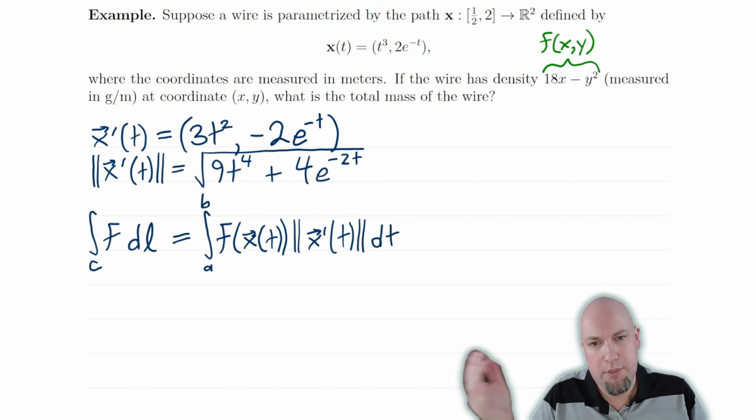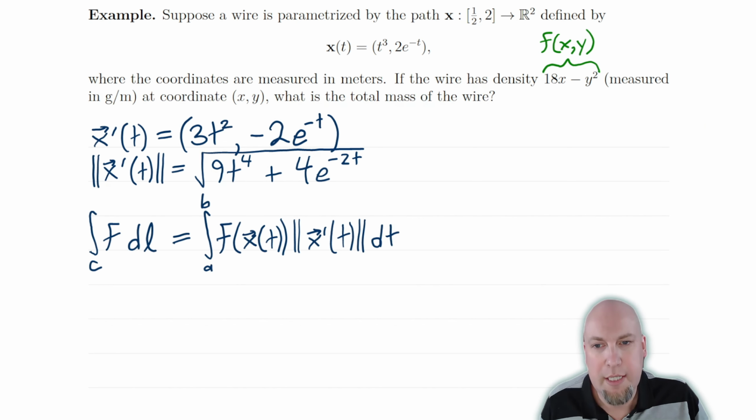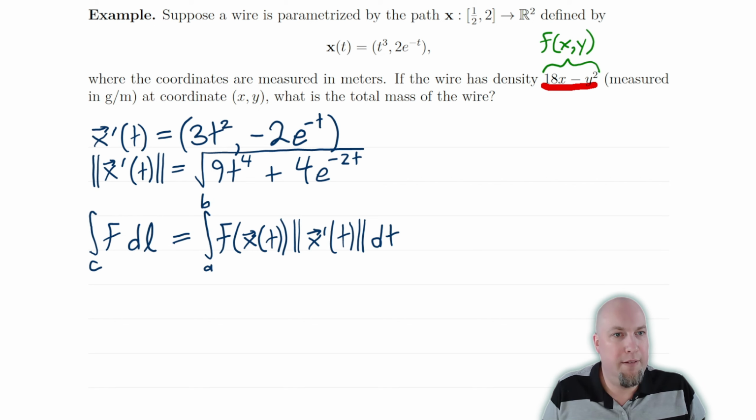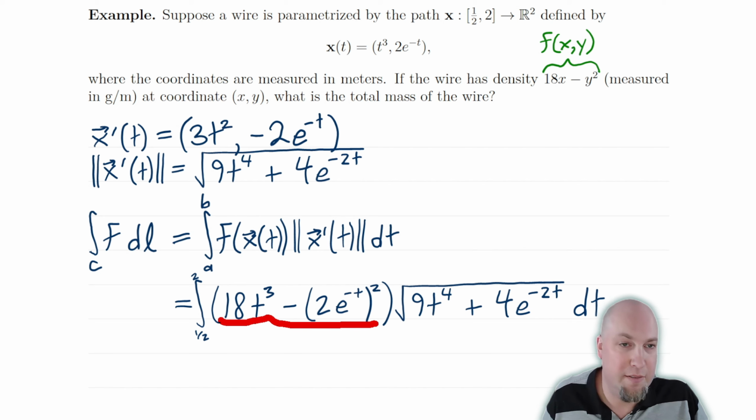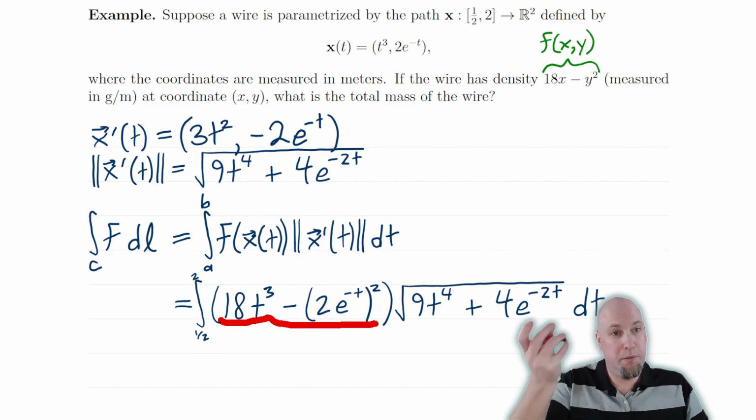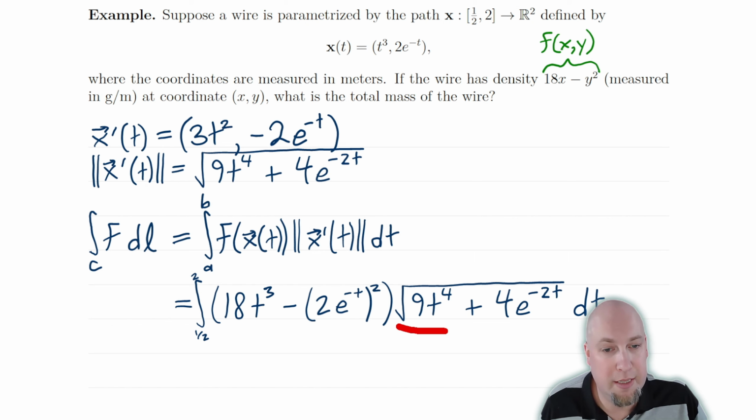Next up, the integral. Scalar line integral equals the formula for scalar line integral, and just plug everything in. This speed component over here, that's just this formula. For f of x of t, you go to your f of x y, and you plug the x coordinate and the y coordinate of your path into it. So instead of 18x minus y squared, now it's 18t cubed minus 2e to the negative t squared. This is 18x minus y squared, just with particular x and y coordinates plugged in. And this part over here, this is the speed.